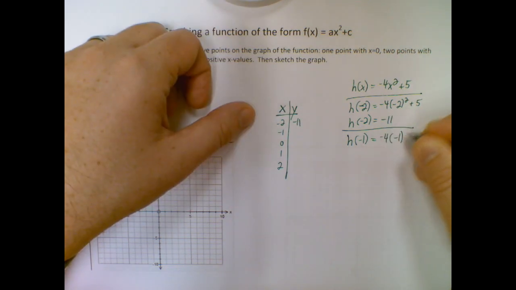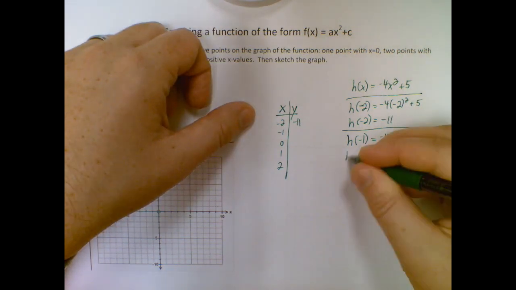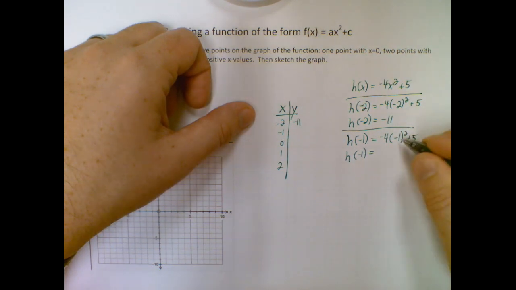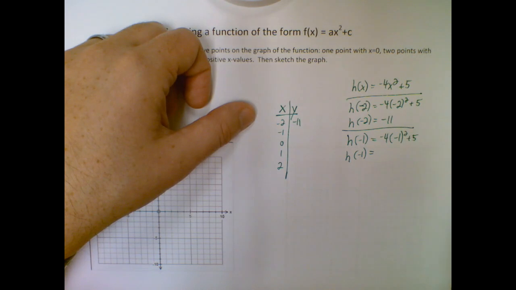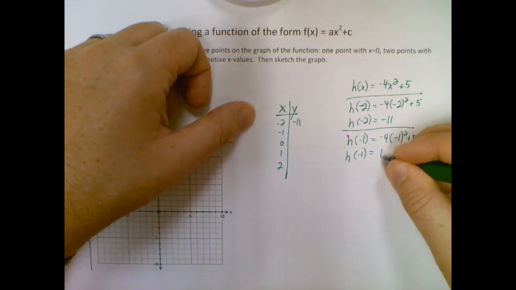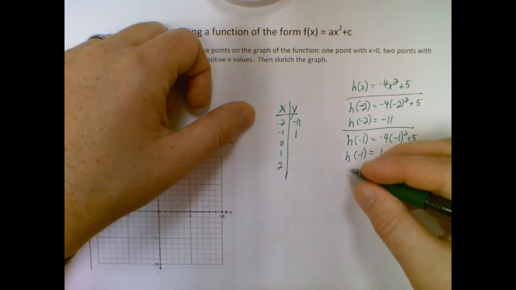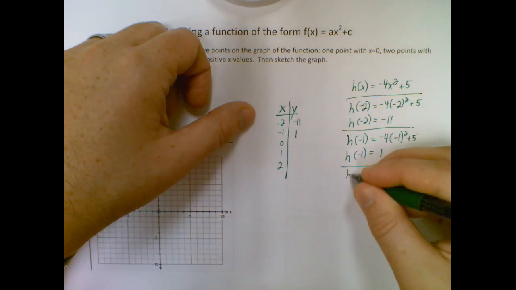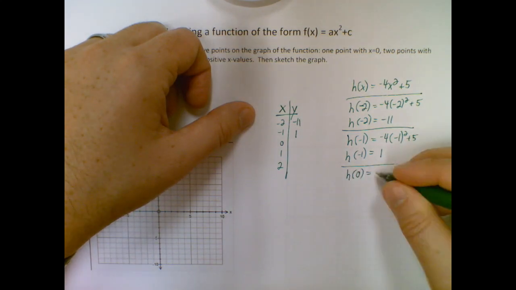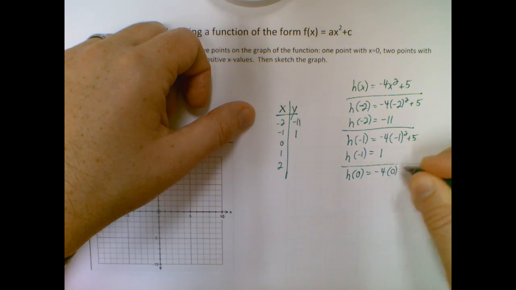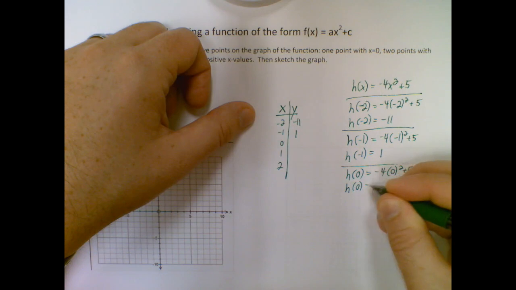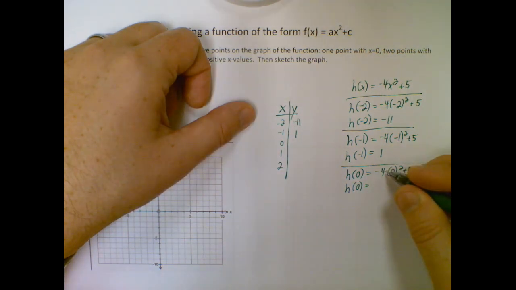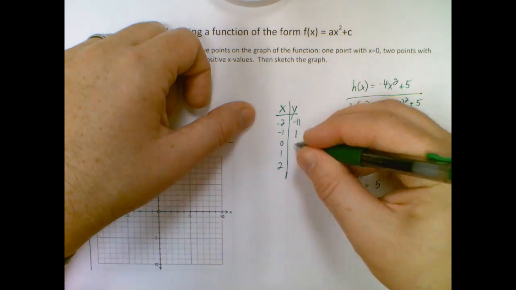Negative 4 times negative 1 squared plus 5. Negative 1 squared is 1 times negative 4 is negative 4, plus 5 is a positive 1. 0, great number. So 0 squared is 0 times negative 4 is 0, so I love 0. Plus 5 ends us with just 5.